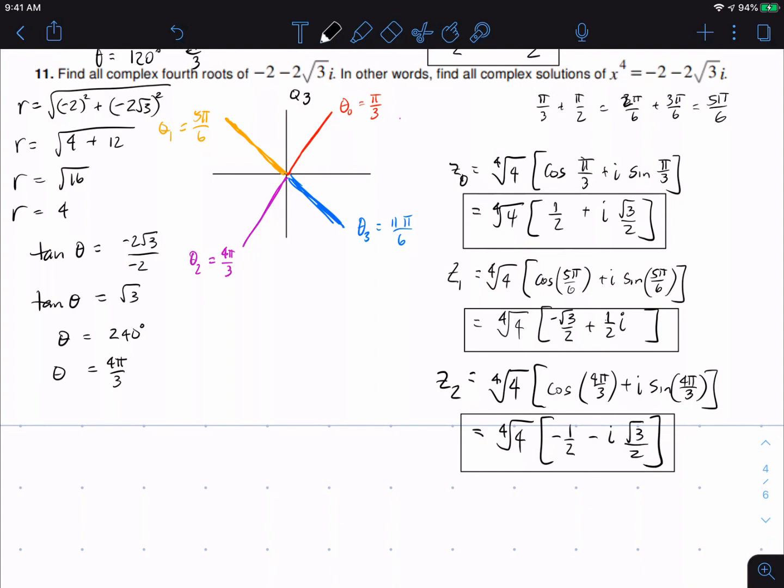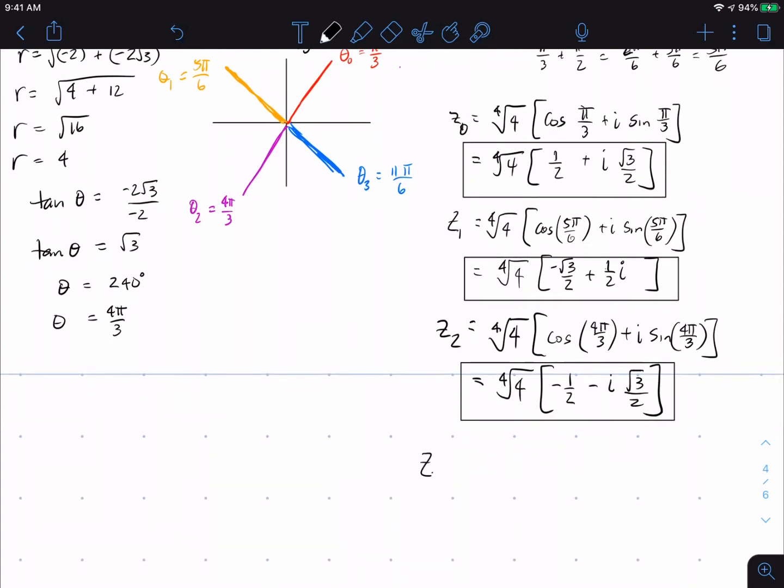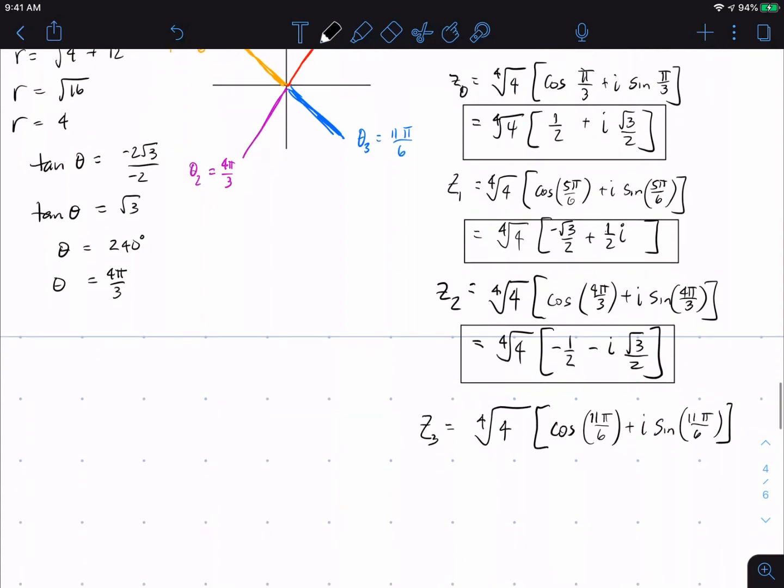Okay. And then z of 3, which is going to be our final solution, it's going to be the fourth root of 4 of cosine of 11 pi over 6 plus I sine of 11 pi over 6. And that's going to give me now x coordinate is positive, so that's going to be radical 3 over 2 minus 1/2 I.